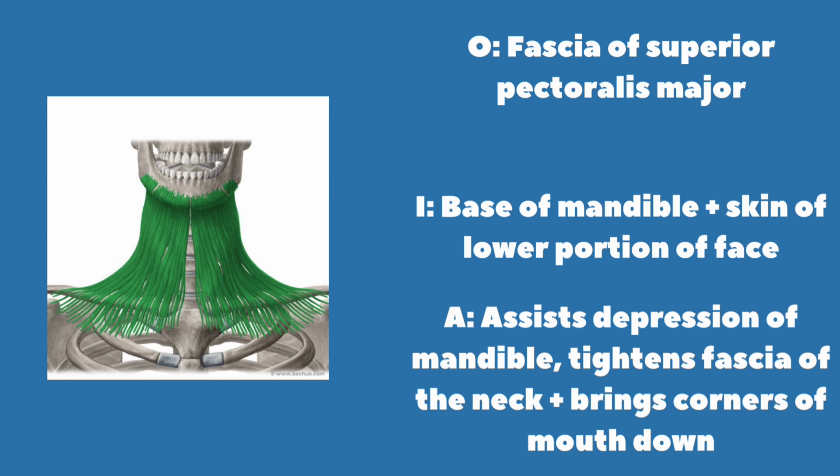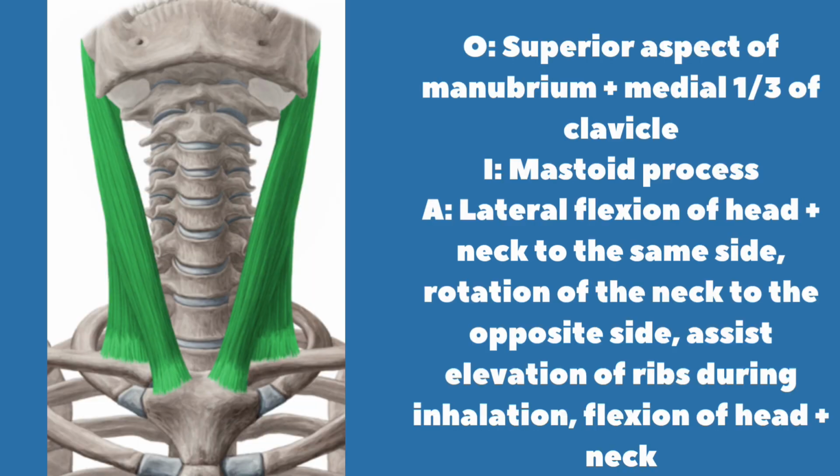The platysma originates the fascia of the superior pectoralis major and inserts the base of the mandible and skin of the lower portion of the face. Sternocleidomastoid originates the superior aspect of the manubrium and medial third of the clavicle and inserts at the mastoid process.